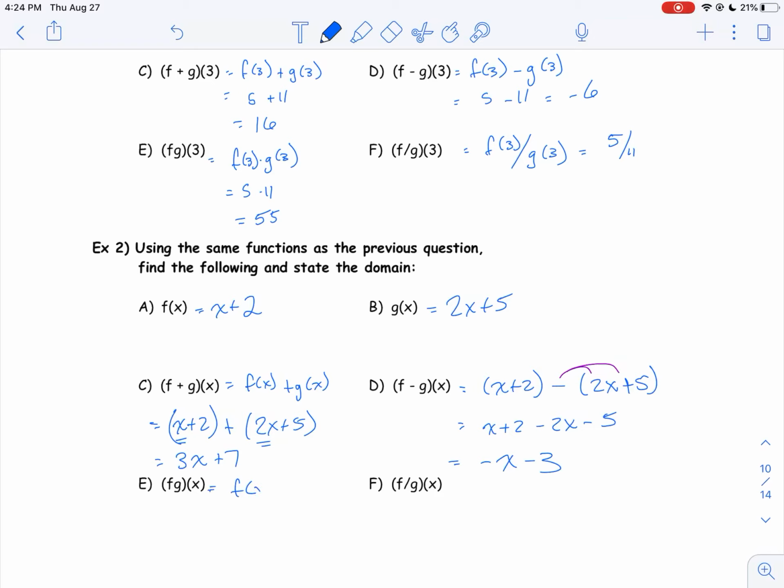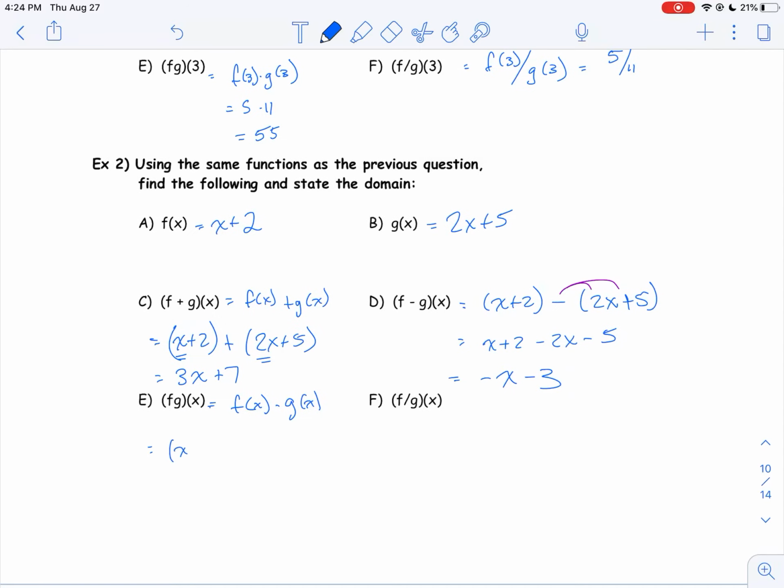Here then we multiply the function f times the function g. Hopefully you're realizing this is where we're going to distribute or FOIL. We get x times 2x. This is going to be 5x here and 4x here. That's 9x plus 10. And here we're going to divide f of x divided by g of x. Get x plus 2 divided by 2x plus 5.